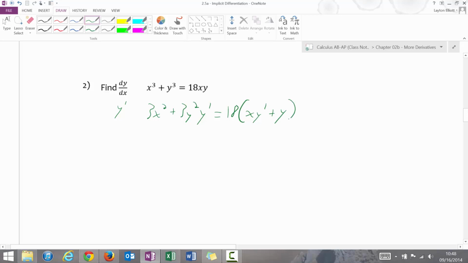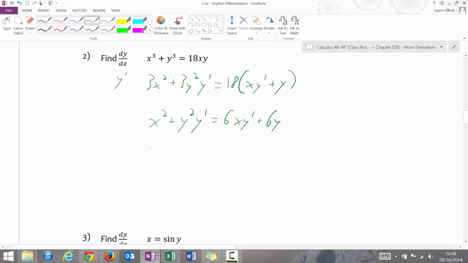First times the derivative of the second plus the second times the derivative of the first, and the derivative of x is 1. So once you've got this, all we have to do is group together the y prime terms. Well, I'm going to distribute the 18 on the right side, and actually I'm going to take one step and divide everything through also by a 3. So I just end up with x squared plus y squared y prime is equal to, and distribute the 6, xy prime plus 6y. That cuts my numbers down a little bit.